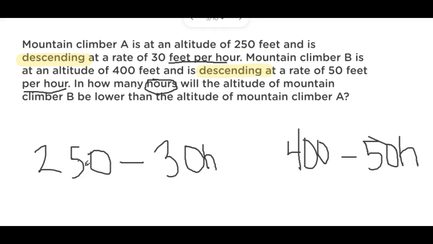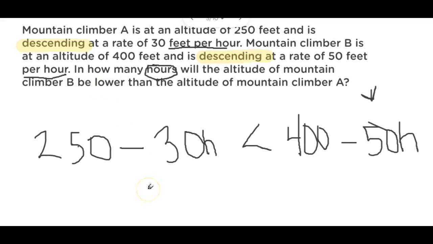How do I know? Because in the problem, it says that he's descending at a faster rate. He's descending at a rate of 50 per hour. Because he's descending at a faster rate, at some point in time, he's going to catch this guy, and then he's going to be lower than this guy. Now, in this question, here's my question. Is this an or equal to problem? No. This is point blank. When will he be lower? There's your inequality.